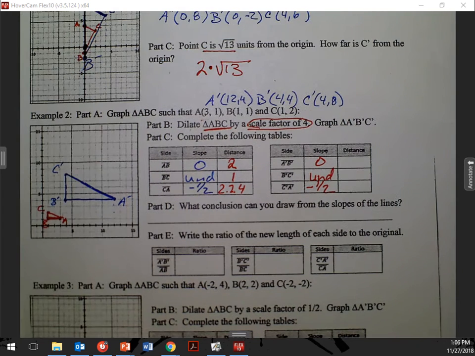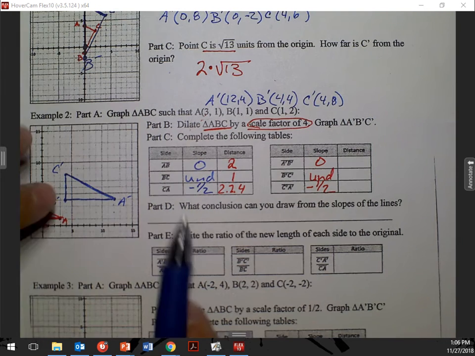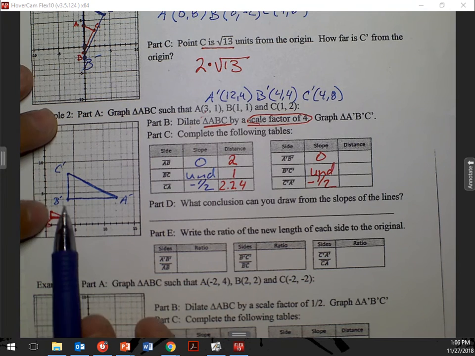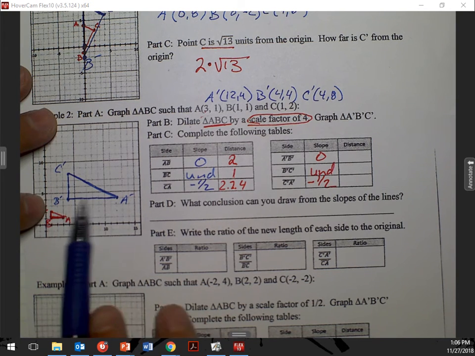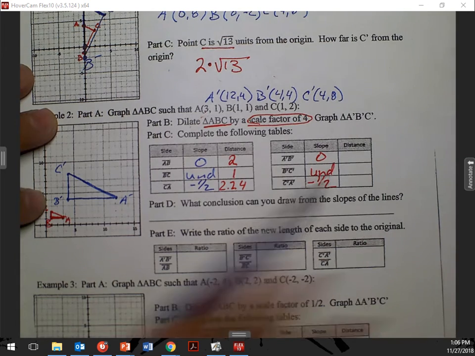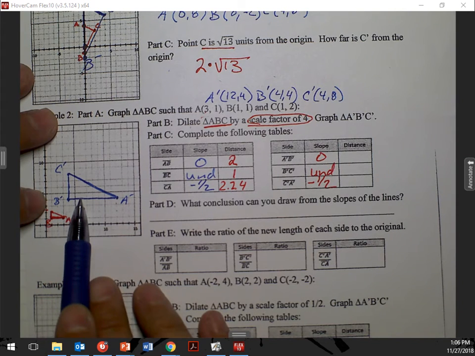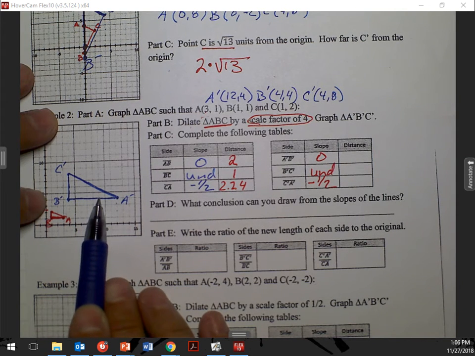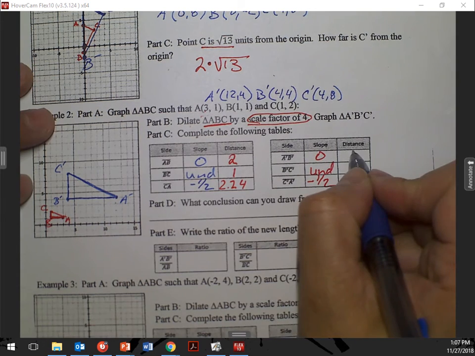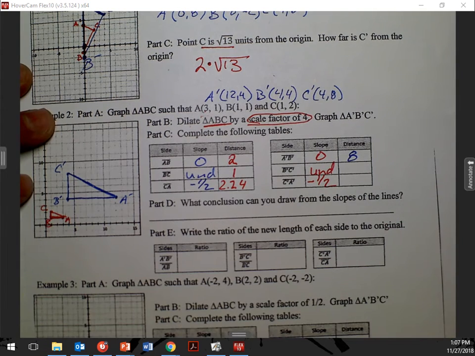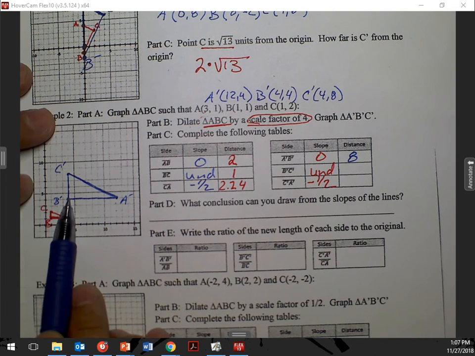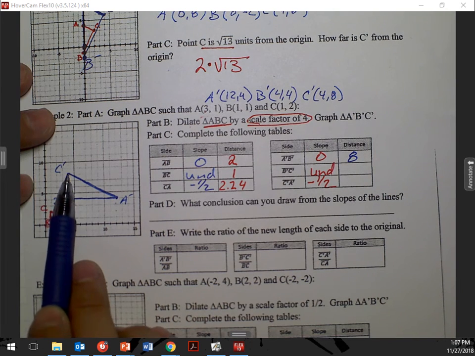Alright, so let's count them again for the blue now. So how far is it from A prime to B prime? How far? Let's count it. 1, 2, 3, 4, 5, 6, 7, 8. Right? What about B prime to C prime? 4. 1, 2, 3, 4.